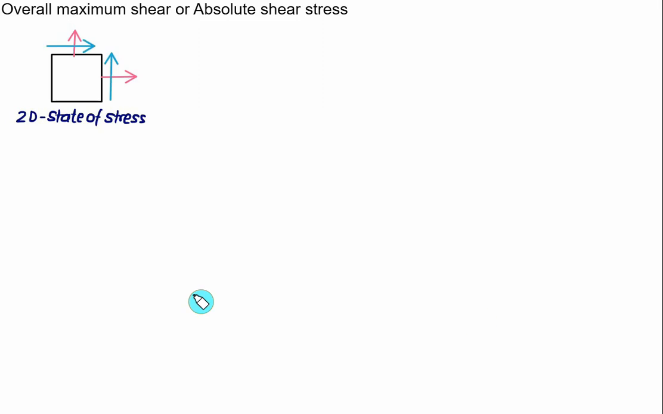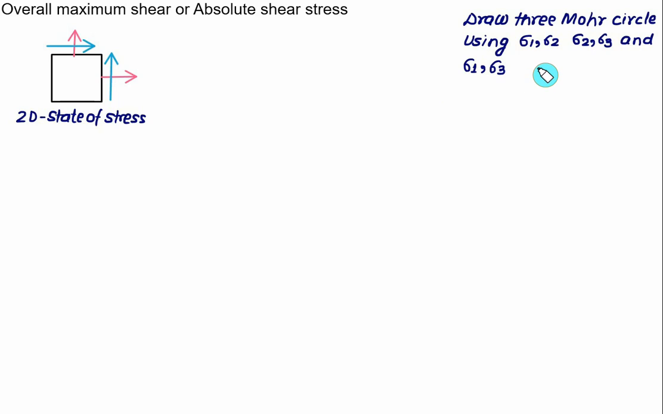The Mohr circle is basically used to calculate the absolute value of the shear stress, or the maximum possible value of the shear stress, which is called the overall shear stress or absolute shear stress. For this purpose, you have to convert the 2D stress into 3D stress, and you have to construct three Mohr circles using sigma 1, sigma 2; sigma 2, sigma 3; and sigma 1, sigma 3.